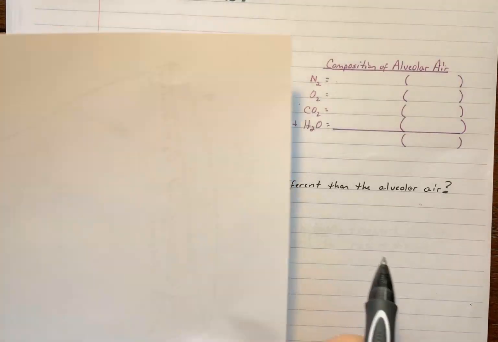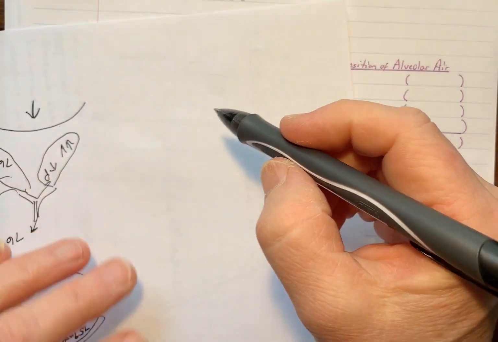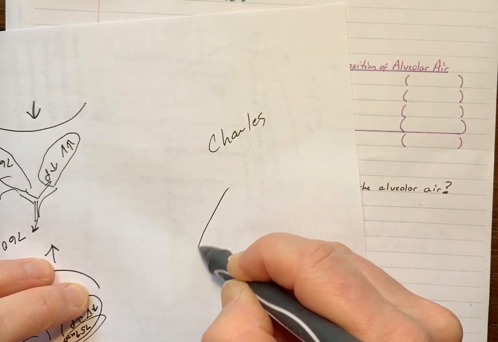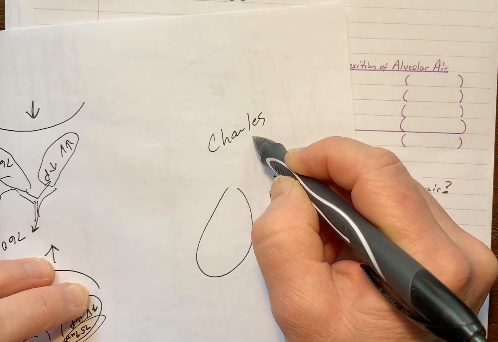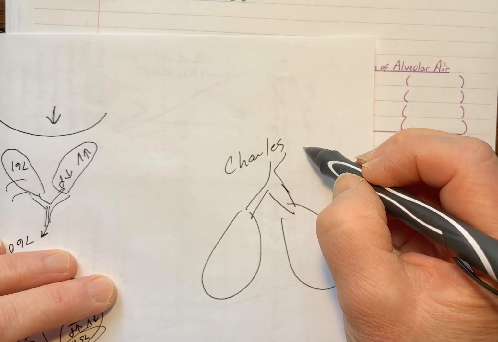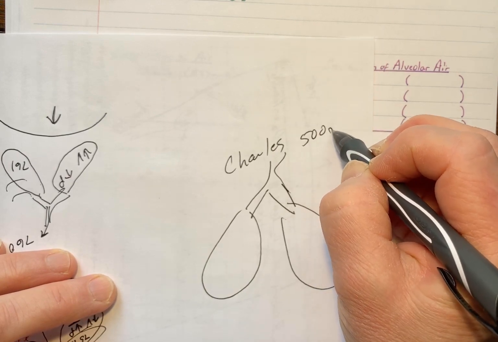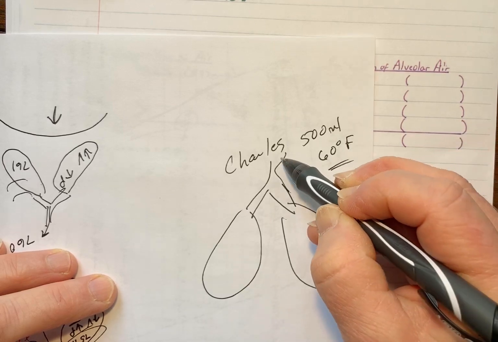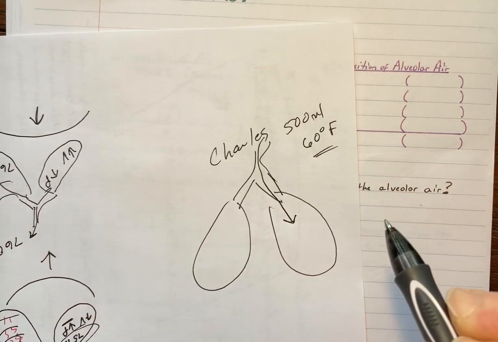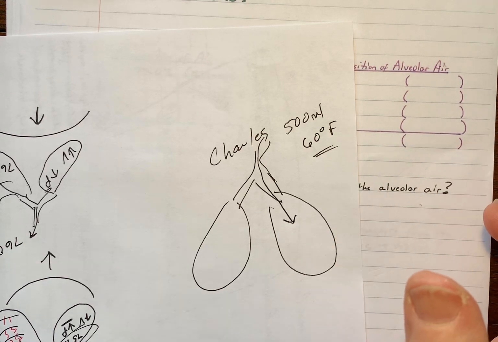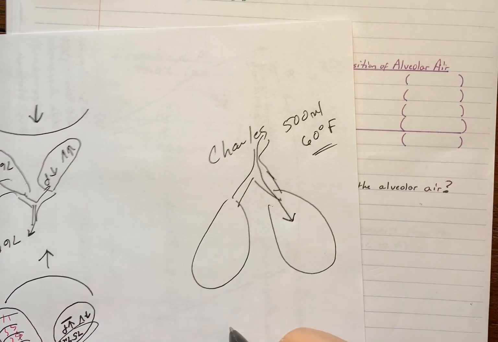We also talked about Charles's law. So here's the lungs, and let's say that they took in a tidal volume of air of 500 mLs. And let's say it's 60 degrees out here. So when this air comes in here, it's heated. And what happens to heated air? It expands. All right, thermal expansion.